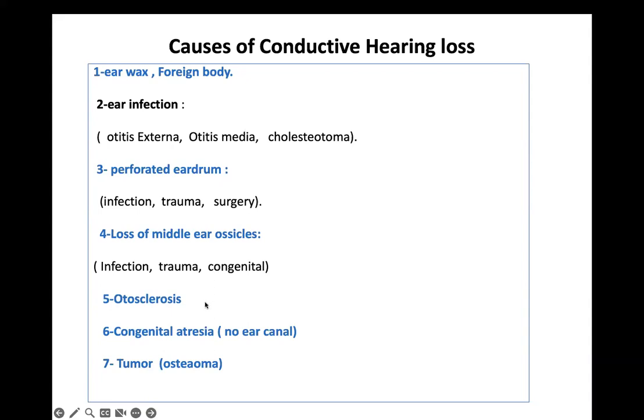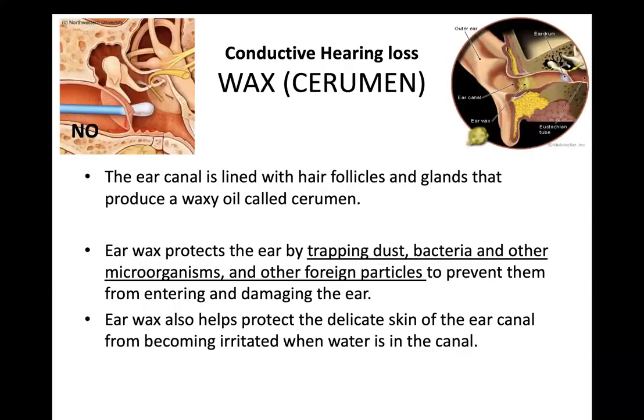Another cause is otosclerosis, where the bones in your middle ear grow in a disorganized way and they become very stiff. Congenital atresia, where you don't have an ear canal. This is another cause of conductive hearing loss. And finally, tumor, osteoma. Remember, this tumor would be either in your outer ear canal or in your middle ear, okay? It would not be in your inner ear, because if it was in your inner ear, it would cause sensorineural hearing loss, not conductive.